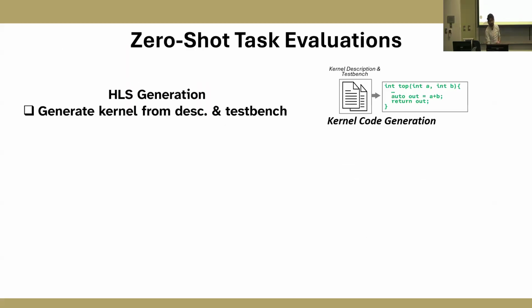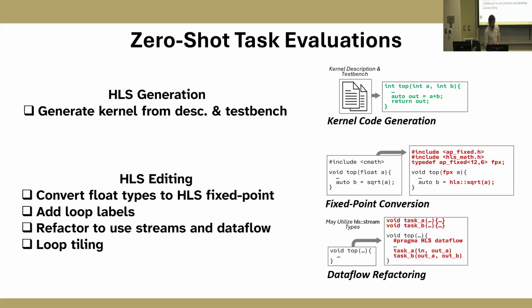So I'm going to show you some evaluation results. The first set of results is generation: given a description and a test bench, generate the kernel implementation. And then we're going to have some editing tasks. For example, convert all the floating point types to fixed point types, add loop labels, refactor to use streaming and data flow, or refactor to use loop tiling.